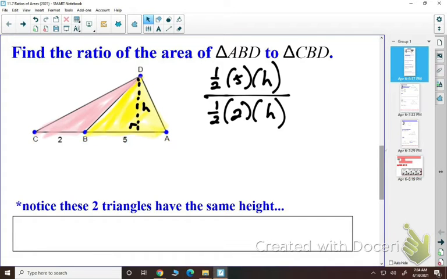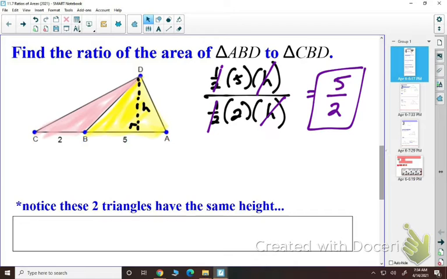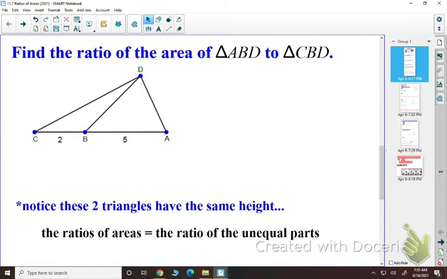So looking at it before I even make any reductions here, notice there is an H in the top and the bottom, numerator and denominator, so that's going to reduce out. They both have a 1/2, so my ratio of the areas is just 5 to 2. Well, 5 and 2 are the bases. So my connection here, like it says, notice these two triangles have the same height. So if they have the same height, the ratio of the areas is just the ratio of the unequal parts, like in this case, the ratio of the bases.